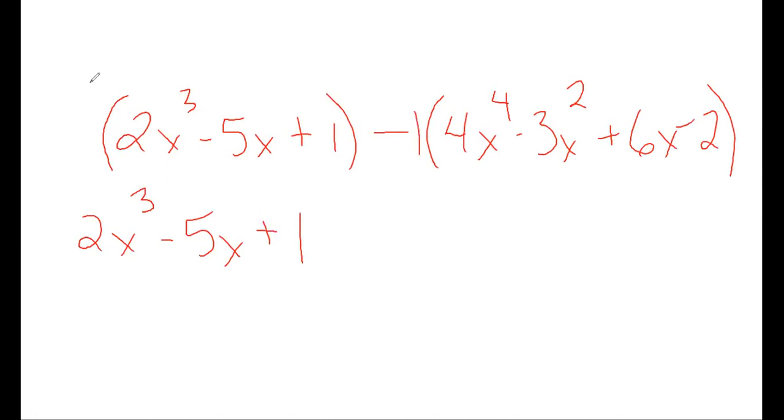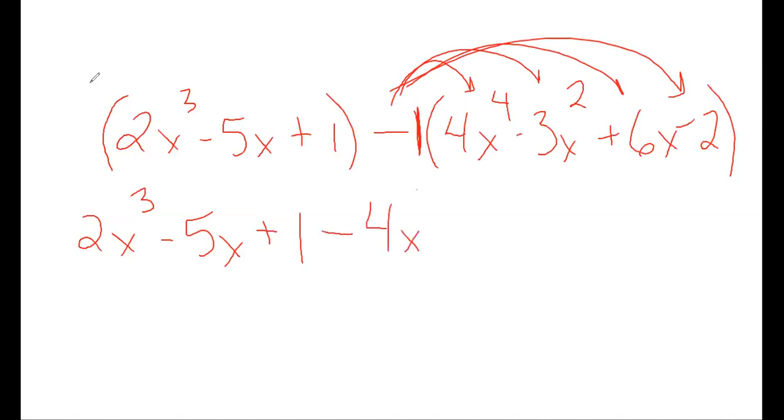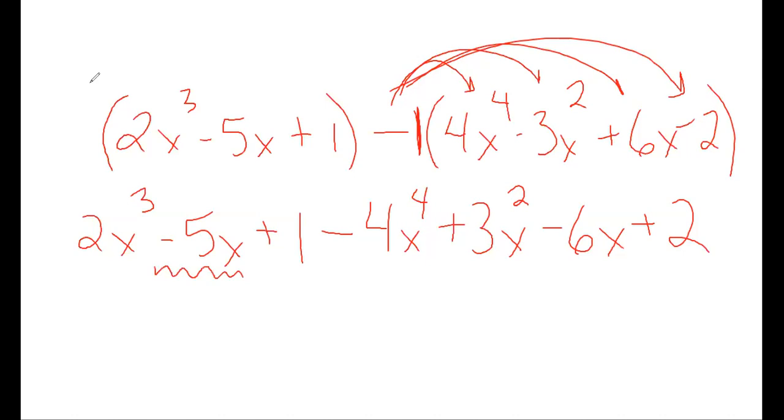This negative sign, or this negative 1, if you wanted to put the 1 in, has to be distributed to every term that's inside the second polynomial. So that's going to change all my signs. It's going to give me a negative 4x to the fourth, a positive 3x squared, a negative 6x, and a positive 2. All the signs are going to change. But once I get through the parentheses, now I just look for like terms again. So I do have a couple sets of like terms in this one. I have x's that can go together, and I also have constant terms that can go together.